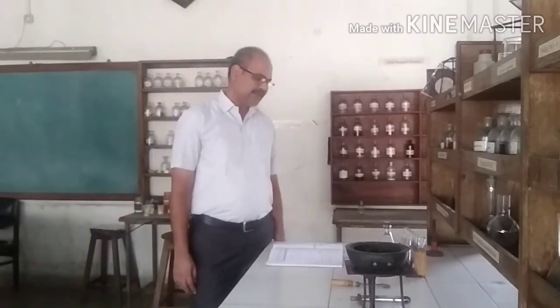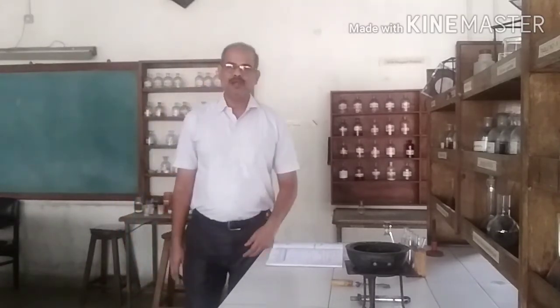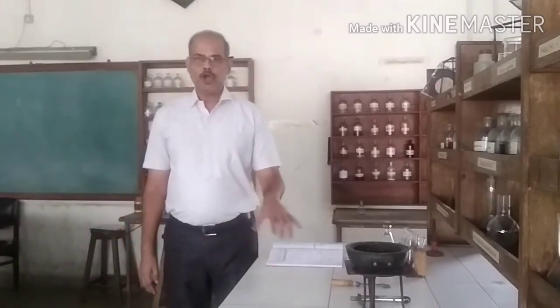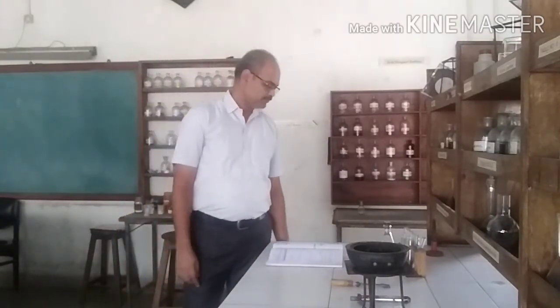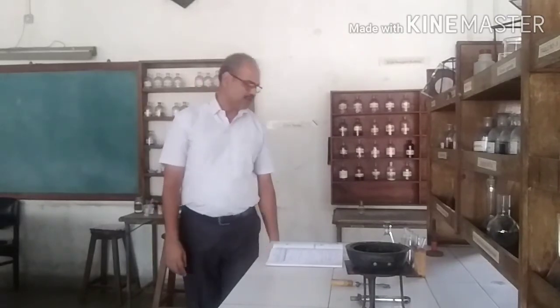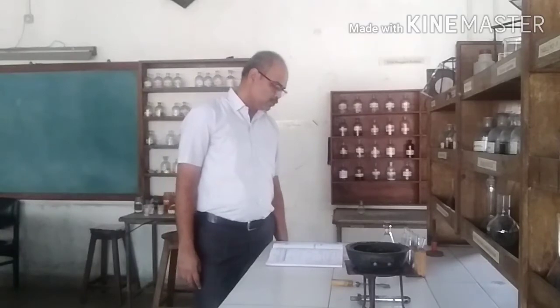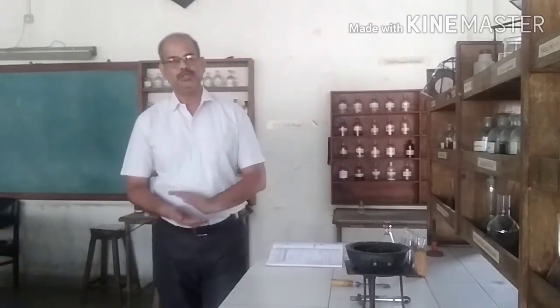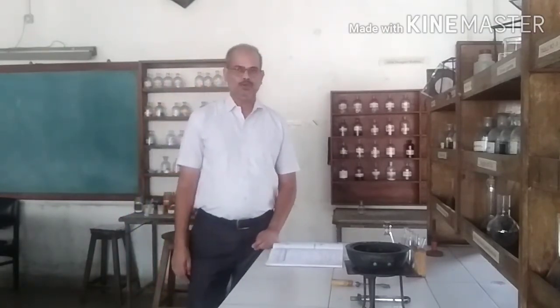Test number 3, test for aldehyde group. Substance plus 2 to 3 ml Tollens reagent and heat. Then observation you will write silver mirror is not deposited on the inner side of the test tube. So the inference will be aldehyde group is absent. Test number 4, test for ketonic group. Substance plus few drops of NaOH plus few drops of sodium nitroprusside solution. Observation will be red coloration obtained. So the inference will be ketonic group present.